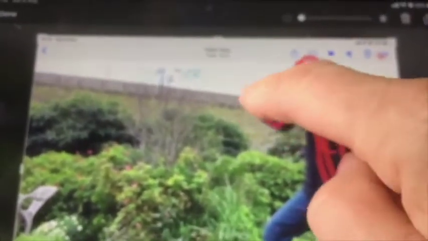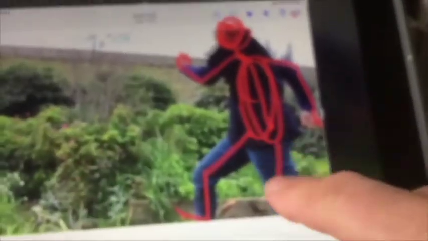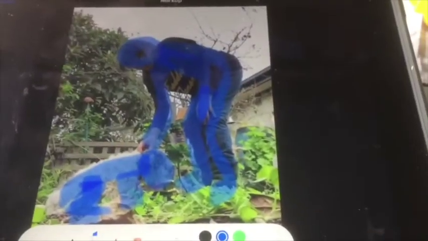So here I am again using a photograph of me running around the garden with my dog to draw an accurate stick figure of what it would look like if I was running. And here's doing it with a picture of me patting the dog.